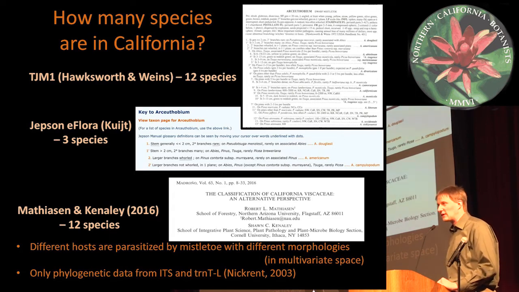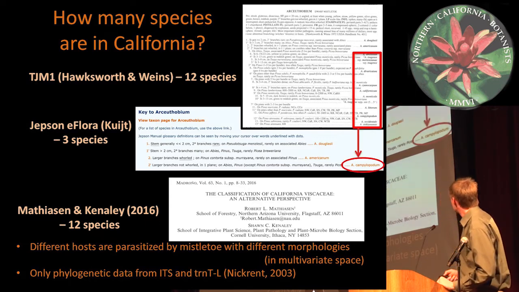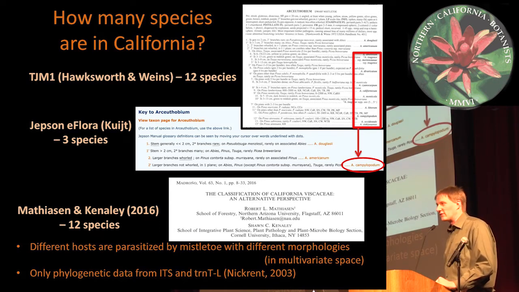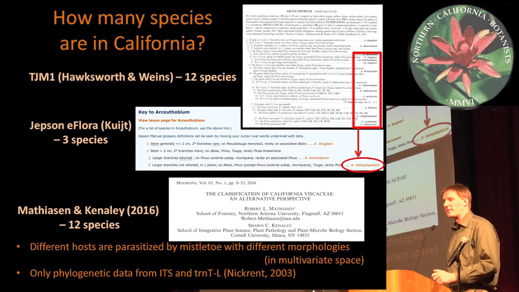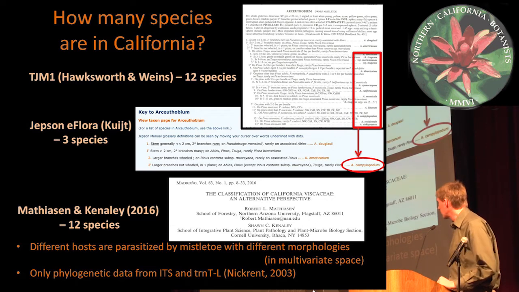However, in 2003, Dan Nickrent and colleagues published the first molecular phylogeny of this group. And that molecular phylogeny was made using ITS and a chloroplast spacer gene. And they found really no support for a lot of these different species. They couldn't tell them apart using these 2 genes. And so that's where you get the current eFlora treatment, where there's only 3 species here in California.